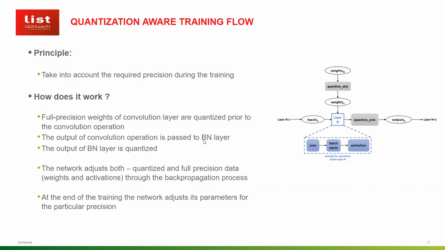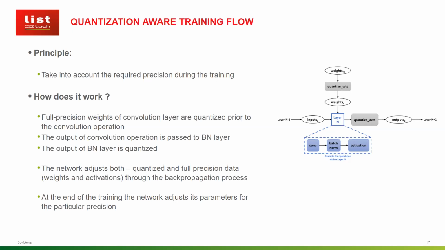So just to tell you a bit about the training flow and why it could be very long. The principle is to take into account the required precision during the training. So we take the full precision weight, for example, of the convolution layer, which is the usual structure we deal with, shown on the right. So you can see that we can have the topology as the convolution layer, followed by the batch normalization layer, and after we have the activation. So now we want to quantize this structure.